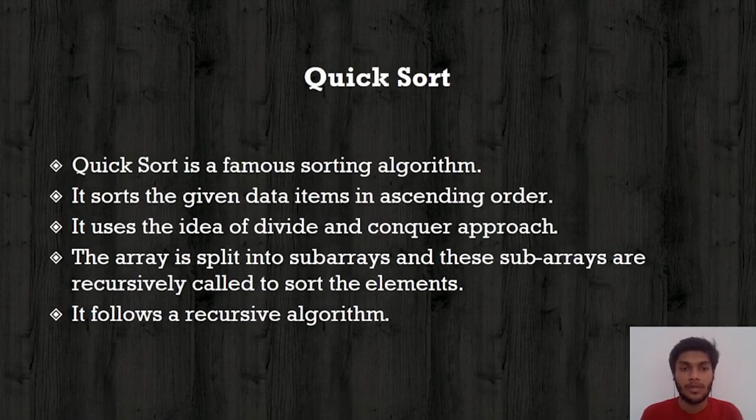What is quicksort? How do we define it? Quicksort is a famous sorting algorithm which sorts the given data items in an ascending order. It uses the idea of divide and conquer approach. The array is first split into subarrays, and these subarrays are recursively called to sort the elements. Thus, it follows the recursive algorithm method.